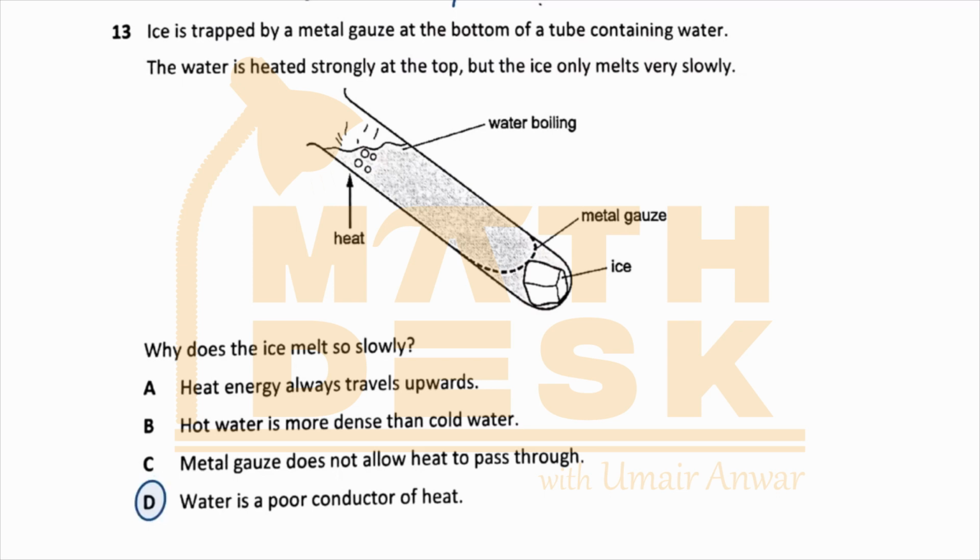That is why the heat transfer from top to bottom is a very slow process and the ice is melting very slowly. The rest of the options are not correct because metal gauze cannot prevent heat from transferring to ice. And similarly, hot water is not more dense than cold water. Cold water is denser than hot water. Similarly, the first option is also not correct. Heat energy does not always travel upward.